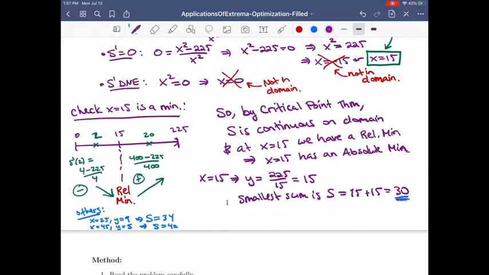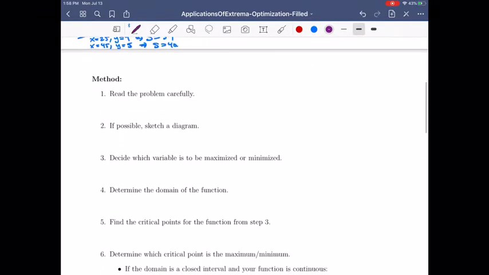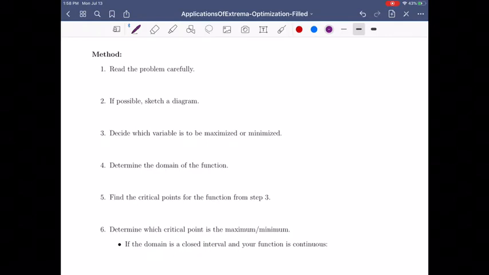So this is an example of an optimization problem. The thing you want to be aware of is that we're trying to find the maximum or the minimum of some quantity. This is how you can distinguish this type of word problem from some others that we're going to encounter. So what did we just do here? What is the method that we used?